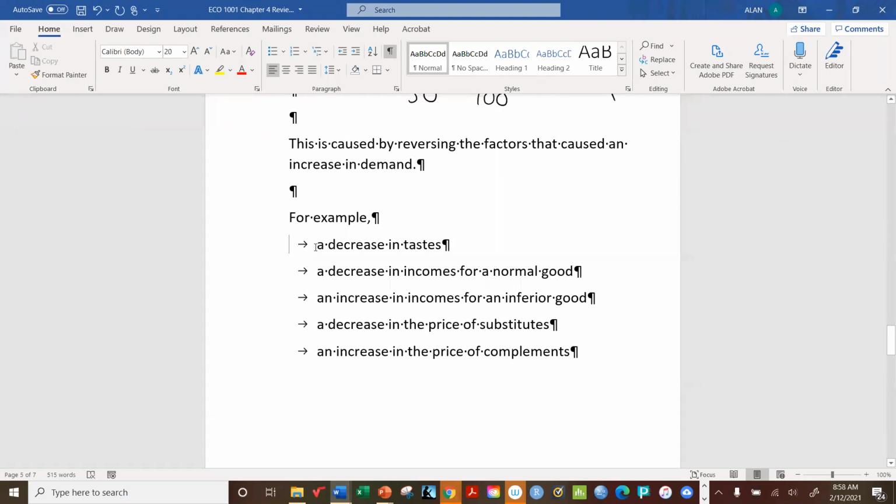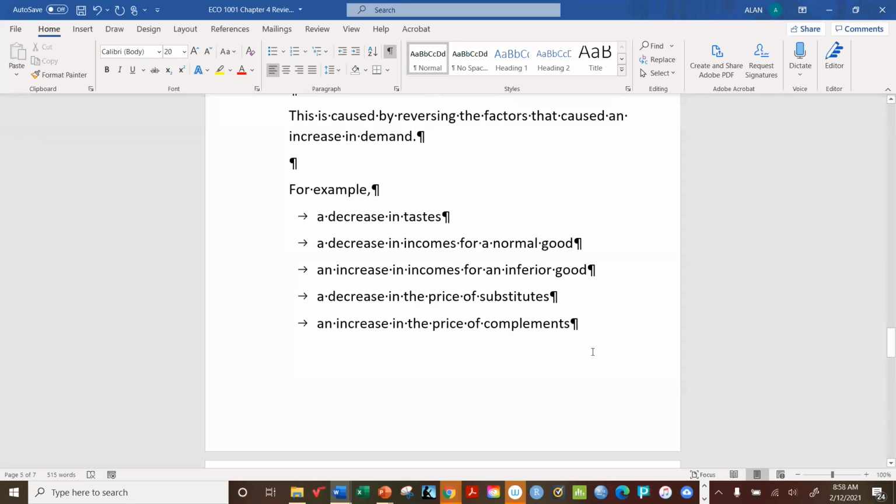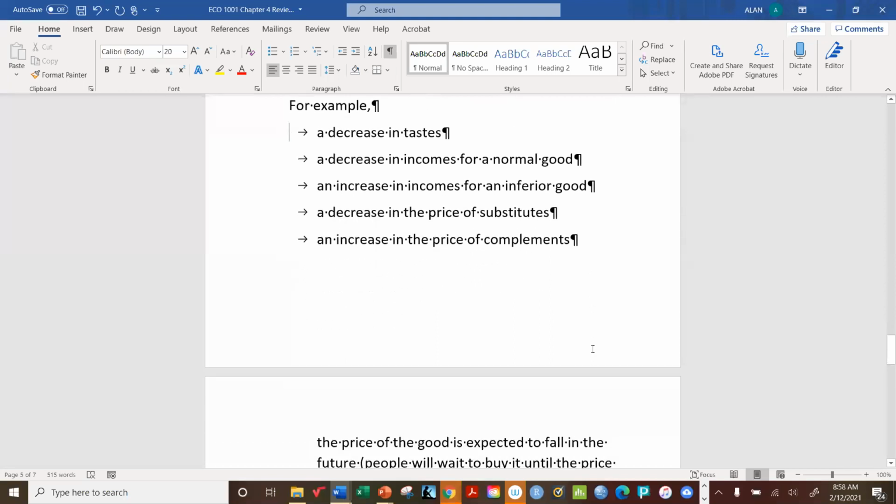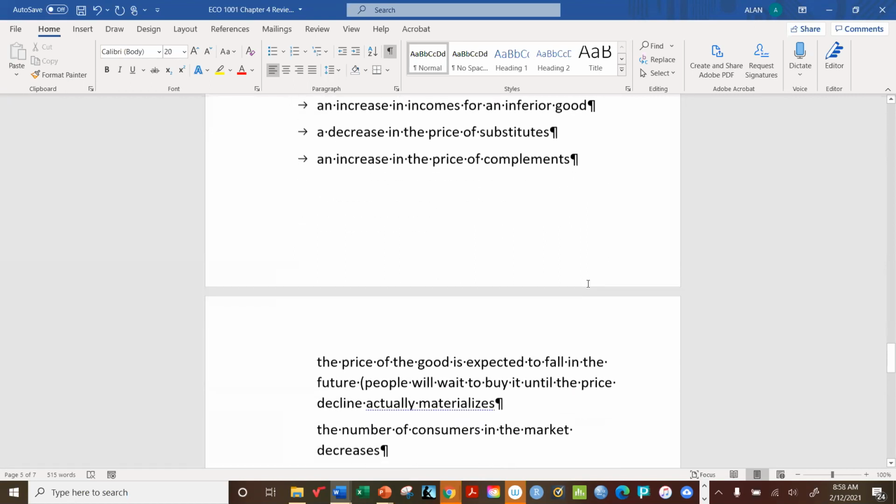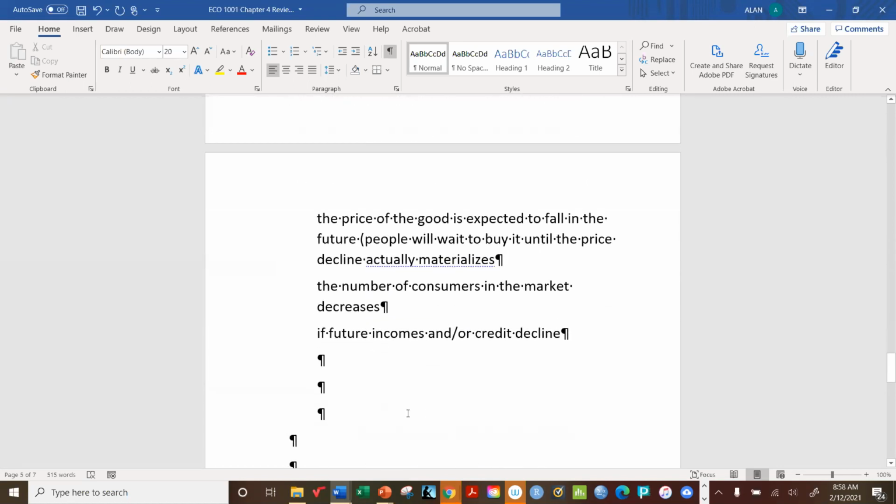All right, tastes go down, like for tobacco, we discussed this. We have less income to spend on normal goods, and then we turn to inferior goods. But here, if our incomes go up, we'll buy less inferior goods. If substitutes become cheaper, like if Pepsi goes on sale, we'll buy less Coke. Complements, remember the ketchup and the fries. If potatoes become terribly expensive, we'll buy less ketchup. Okay, so this is all pretty straightforward.